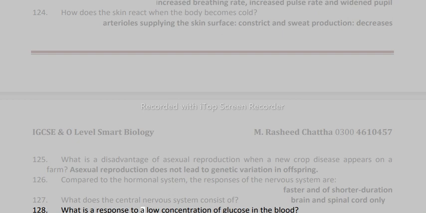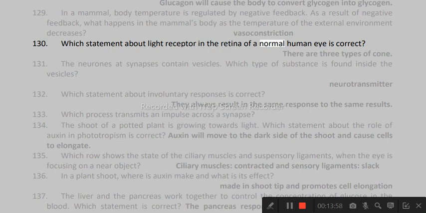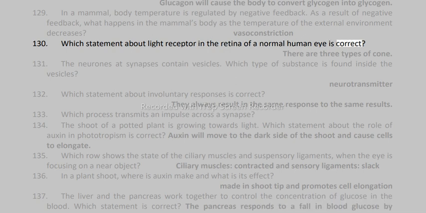128. What is a response to a low concentration of glucose in the blood? Glucagon will cause the body to convert glycogen into glucose. 129. In a mammal, body temperature is regulated by negative feedback. As a result of negative feedback, what happens in the mammal's body as the temperature of the external environment decreases? Vasoconstriction. 130. Which statement about light receptors in the retina of a normal human eye is correct? There are 3 types of cone.